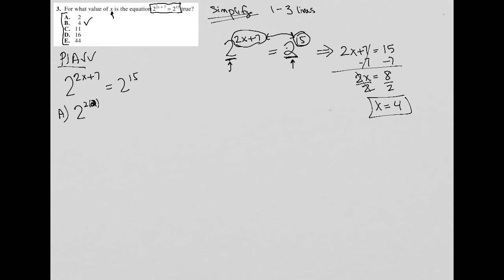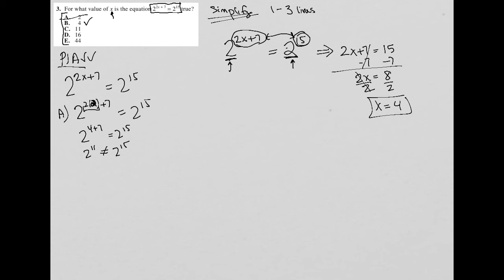When I put 2 in for x, does this become a true statement? Well, 2 times 2 is 4, so it becomes 2 to the 4 plus 7 equals 2 to the 15. And 4 plus 7 is 11. 2 to the 11 does not equal 2 to the 15, and therefore choice A is gone.